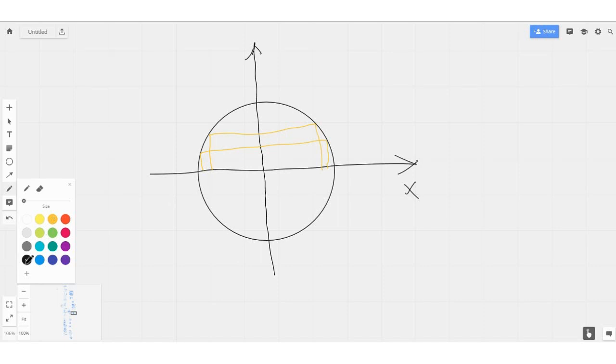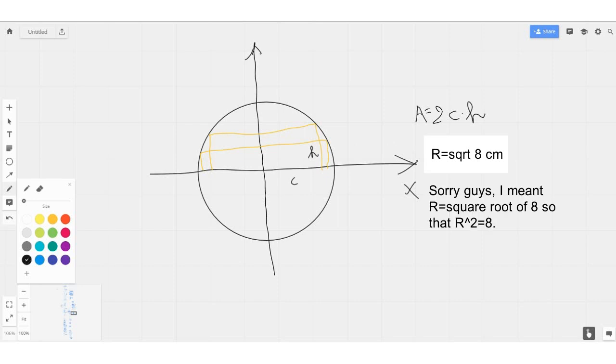So let's start labeling this, let's say the base and the height of the rectangle. Let's call this part C, which will be half of the base. Then we will have H, the height of the rectangle. So the area will be 2 times C times H. Then we can also say that the radius of the circle is, let's say, 8 centimeters.